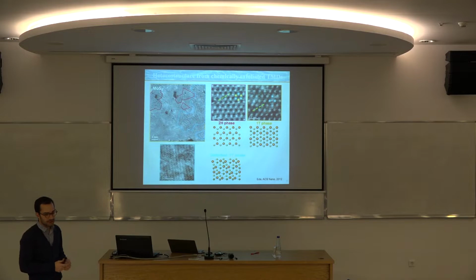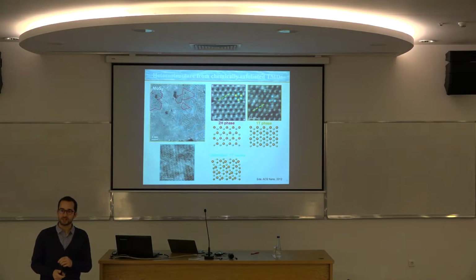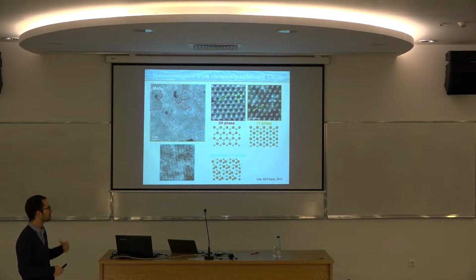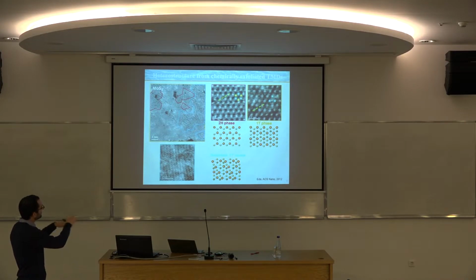So this is some STEM images of single layer of MoS2 that has been chemically exfoliated, just to show you the different phases that we have. So this is a single layer again. This is the same nanosheet, so we have in-plane heterostructure with different types of phases. So the 2H phase is shown here in red. This red region is magnified here.